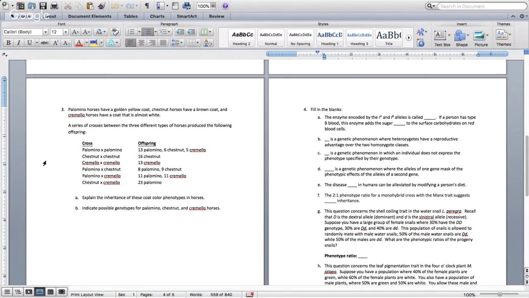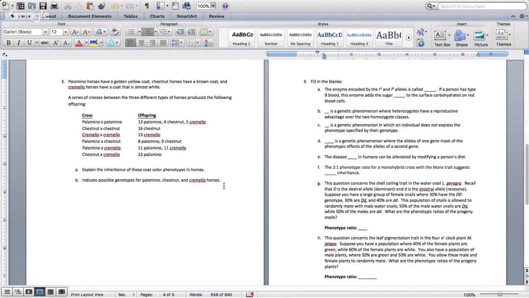All right, so for number 4, A through F is just a bunch of vocabulary. I guess I can go ahead and name that off. A is glycosyltransferase and galactose. B, overdominance. C, incomplete penetrance. D, epistasis. E, phenylketonuria. And F, lethal. We weren't quite sure on that one, but we think it's lethal inheritance.